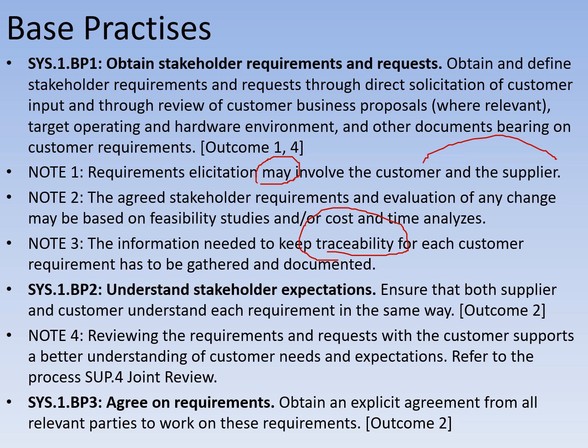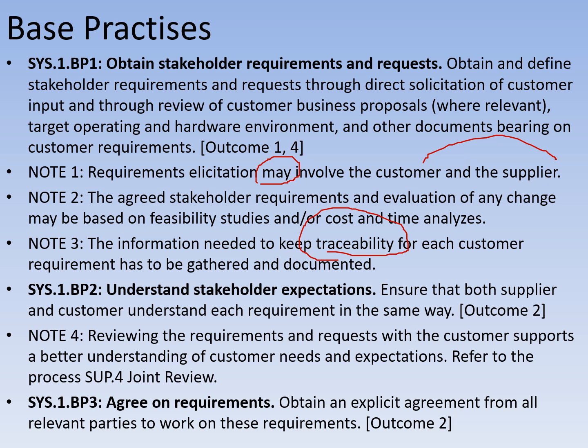Now, the second base practice is understand stakeholder expectations. Ensure that both supplier and customer understand each requirement in the same way. This is very highly important, so that supplier and customer are on the same page. For example, if the customer says they want such a product in 2 years, but you as a vendor say no, this prototyping may take 3 years, finally both of you come to a compromise. This is what is called understanding the stakeholder expectations and ensuring that both of you are on the same page and mutually agreeing.